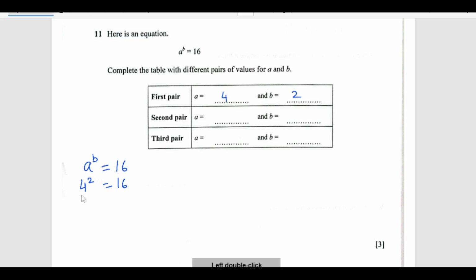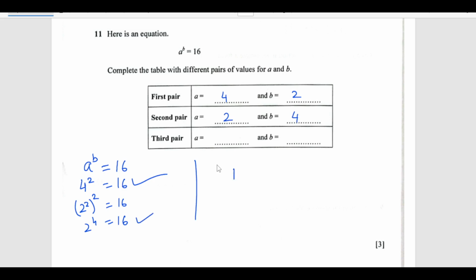Now, if we further split this 4 as 2 square, outside we still have square, 16 can be 2 power 4 is equal to 16. Now, a is 2 and b is 4, right. So, these 2 options. Another option is 16 power 1 is equal to 16, when a is 16 and b is 1, right.